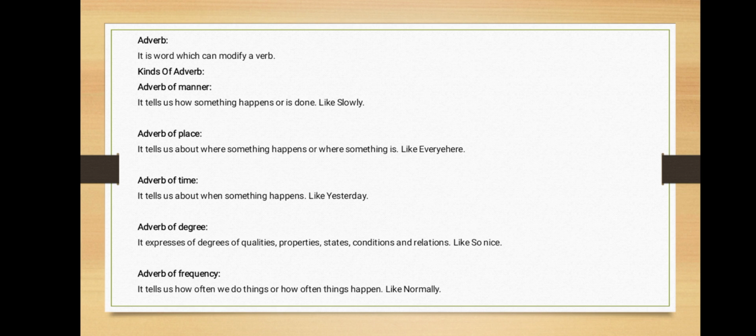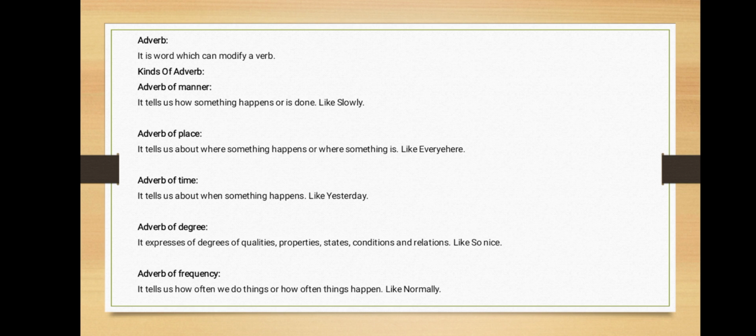Adverb of manner. It tells us how something happens or is done. For example, slowly, cheerfully, painfully, these are the words we can use in adverb of manner. Number 2 is adverb of place. It tells us where something happens or where something is. For example, the words here, everywhere, somewhere.